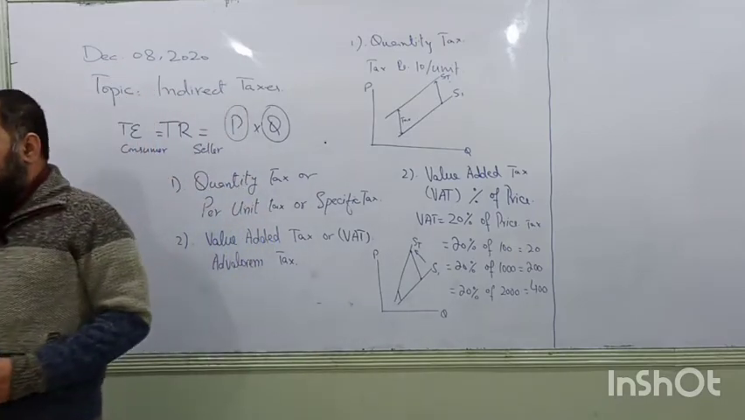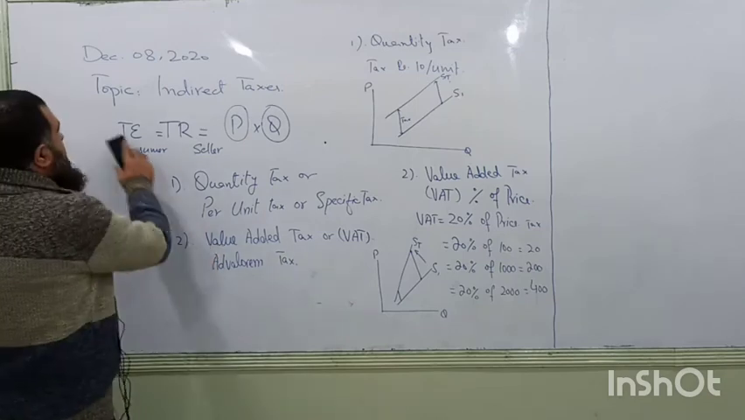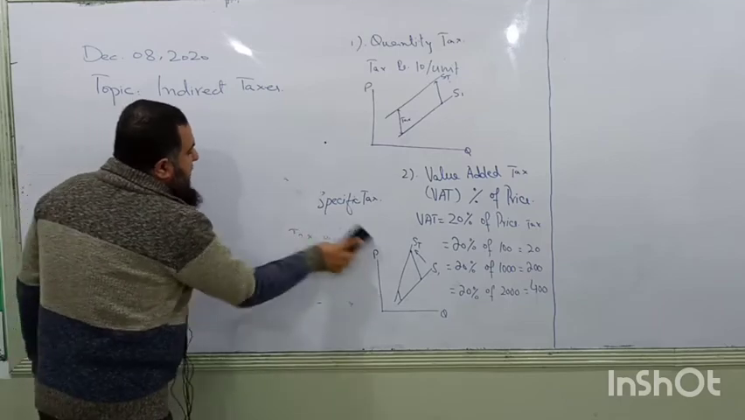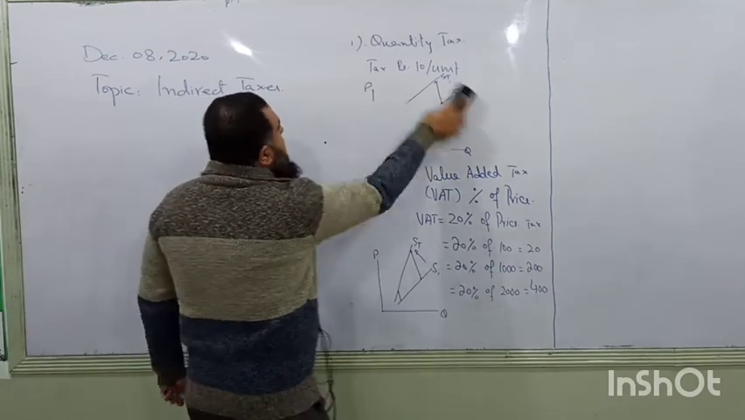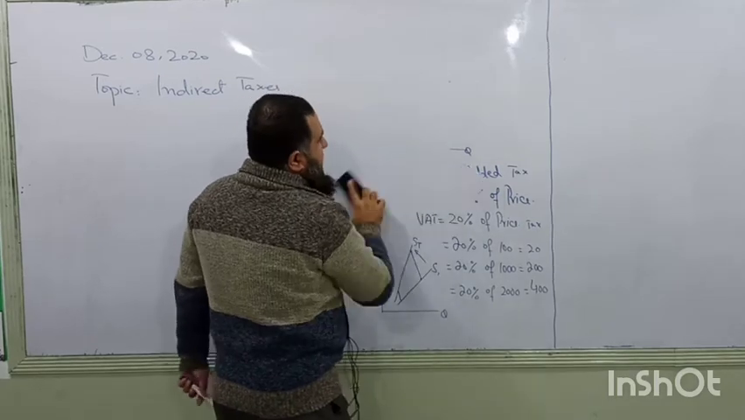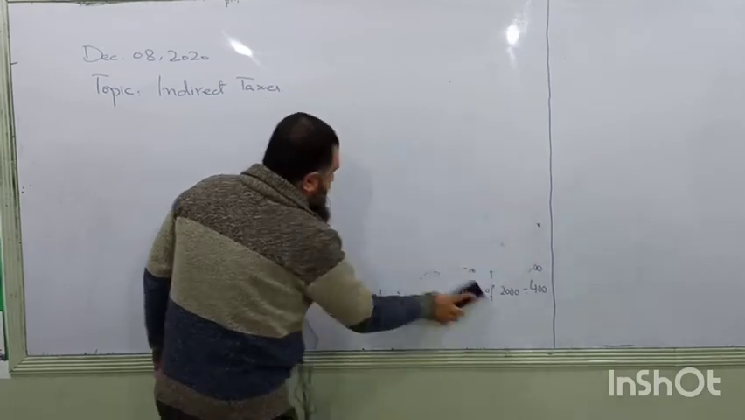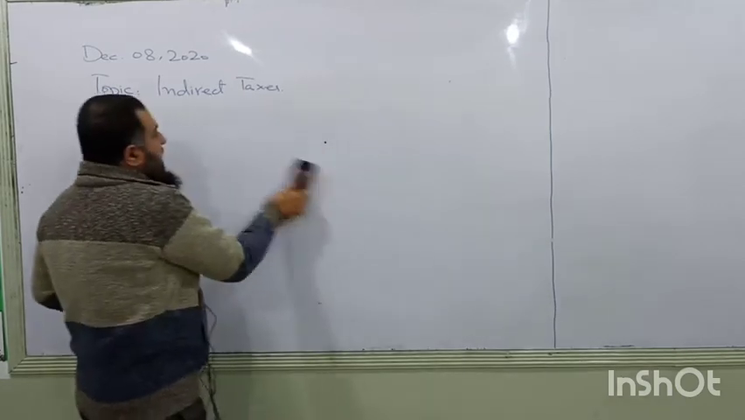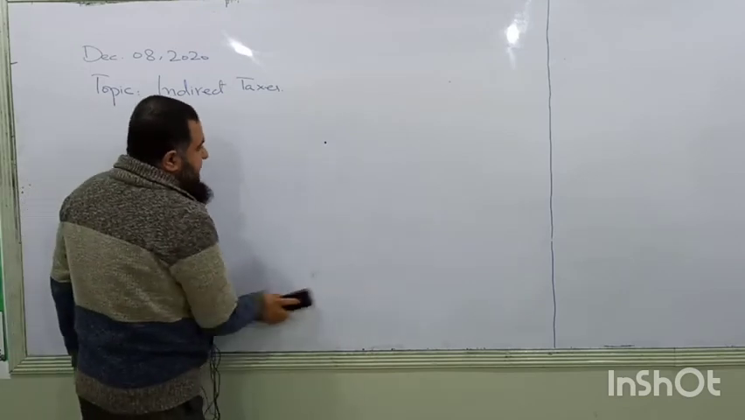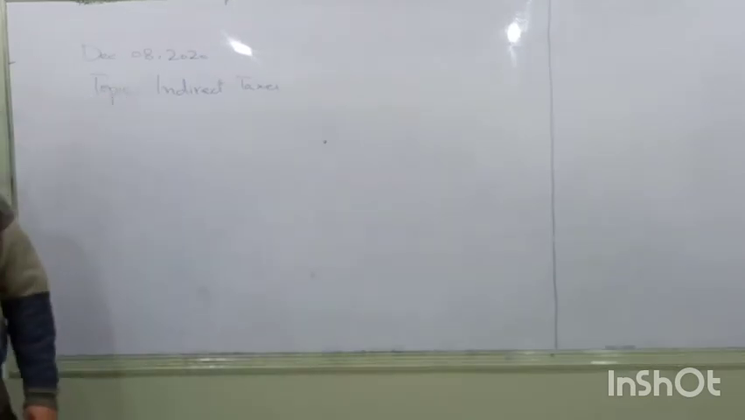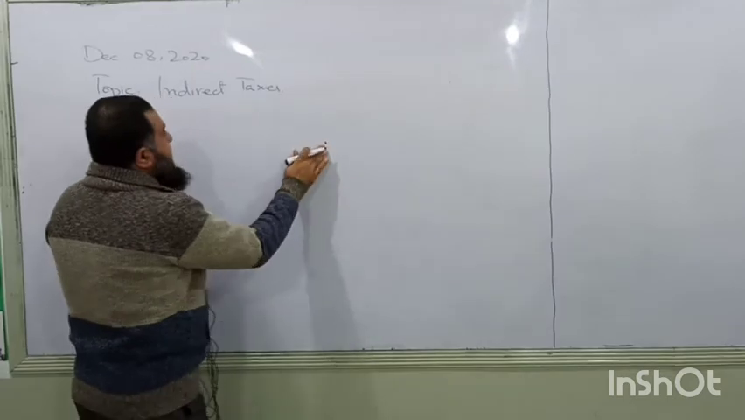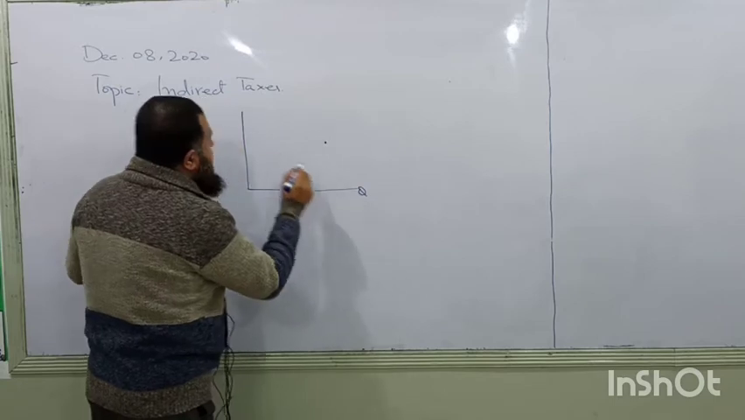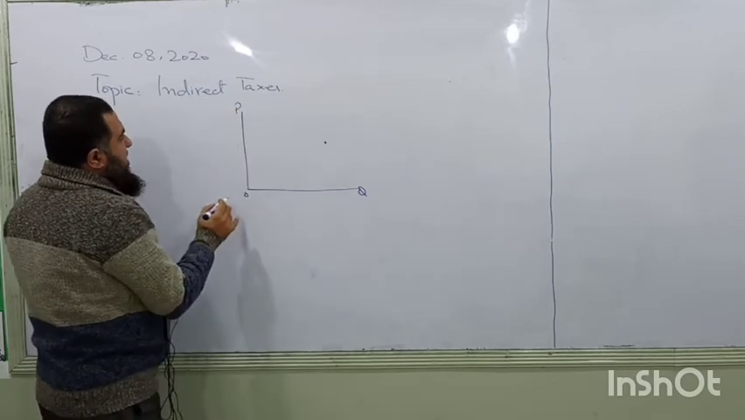Okay, now I am going to analyze first of all the quantity tax in front of you. Like if government is imposing a tax equal to 10 rupees on each unit produced, like it is a demerit good. So when a demerit good is produced, in order to discourage its consumption, government can impose a quantity tax. So here I am taking the example of any demerit good, you can say alcohol or cigarettes.